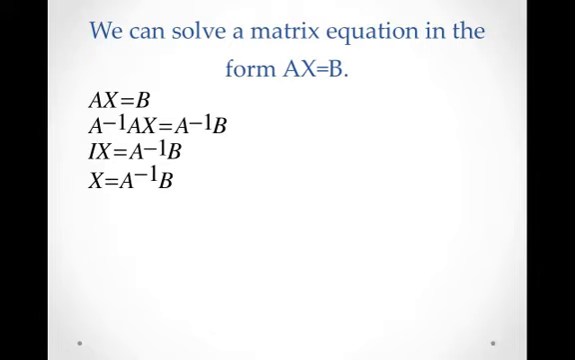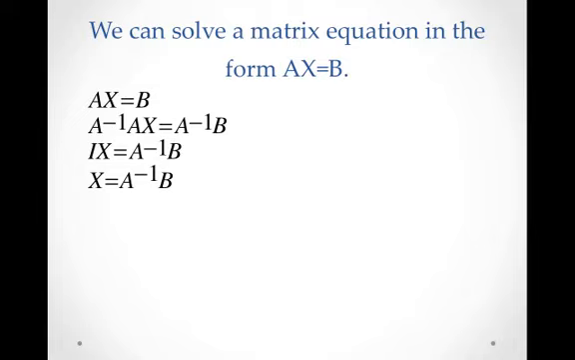So the way we approach it is we multiply on the left by A inverse. A inverse times A is going to give us I times X. And then on the other side of the equation, we have to multiply by A inverse, so we're going to have A inverse times B. So we have the identity matrix times X equals A inverse times B. The identity matrix times X is always X. So X equals A inverse times B. And that's what you need to know.